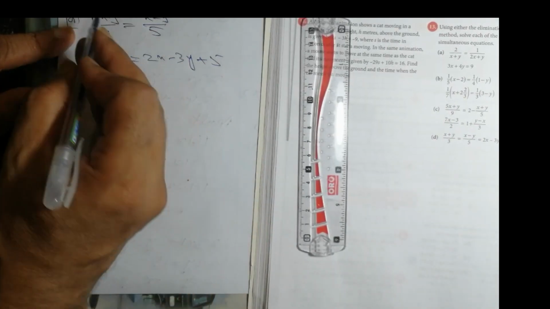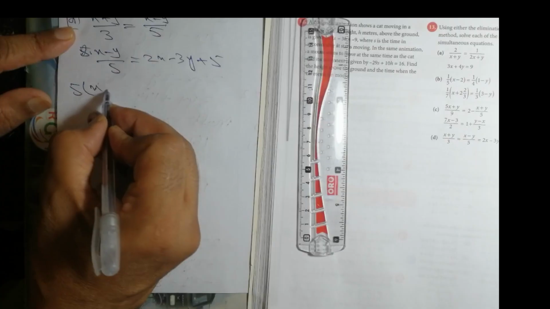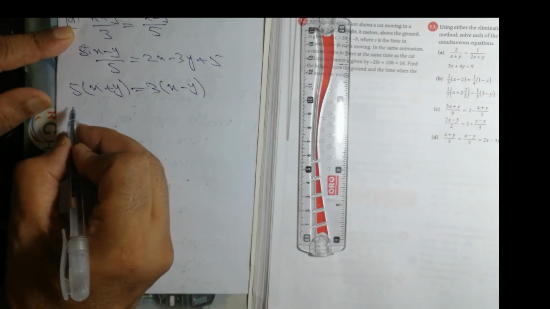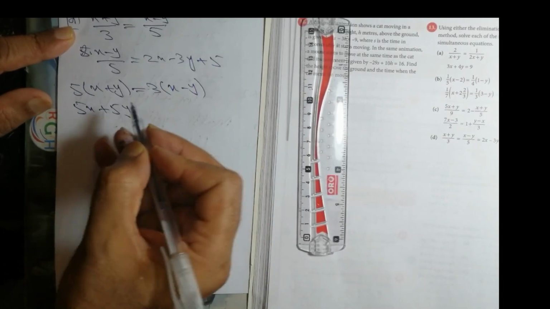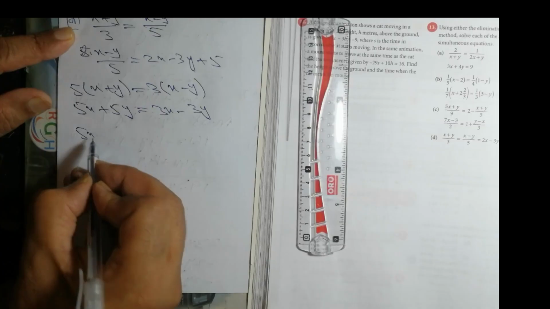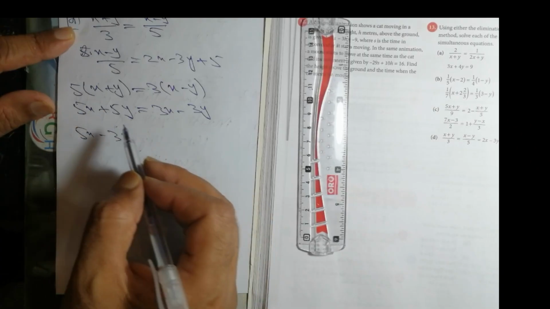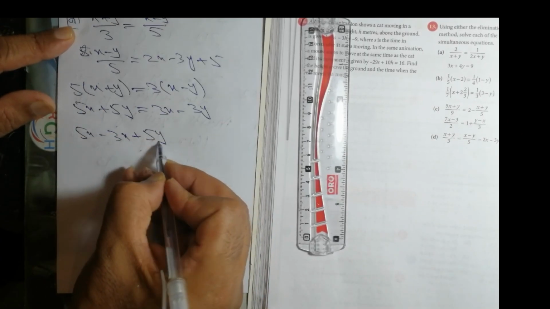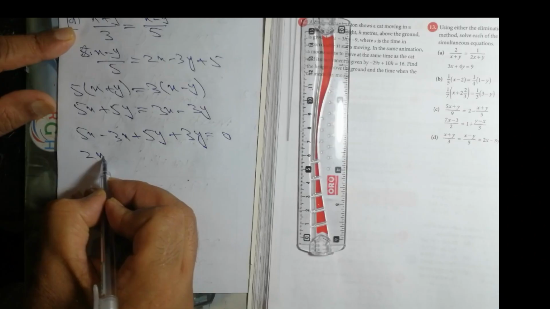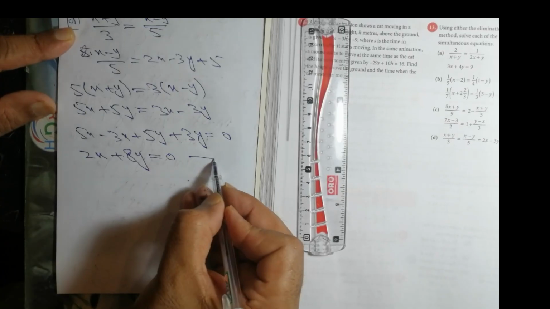So first, cross multiply to get the equation in proper format. 5 times x plus y equal to 3 times x minus y, 5x plus 5y equal to 3x minus 3y. So 5x minus 3x, because all are variables and there is no constant term here, shift towards the right side, plus 5y plus 3y, that is equal to 0. 5x minus 3x is 2x, 5 plus 3 is 8y. So this is equation number 1.